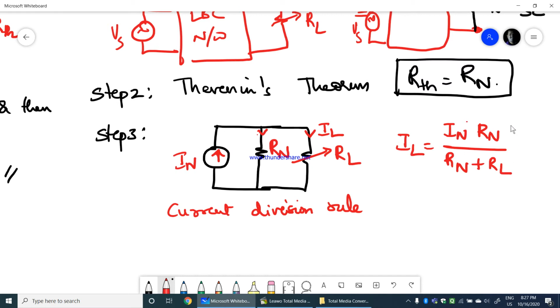Now this is how you find out IL in Norton's equivalent circuit. You use the current division rule. And now after finding out this IL, power P is calculated the same way how we did earlier in Thevenin's theorem. The power equation is always the same. So P equals IL square into R. So therefore this is the statement of the Thevenin's and Norton's theorem.